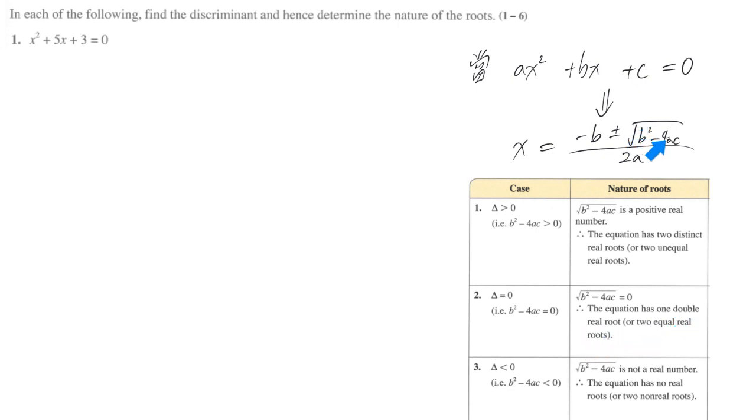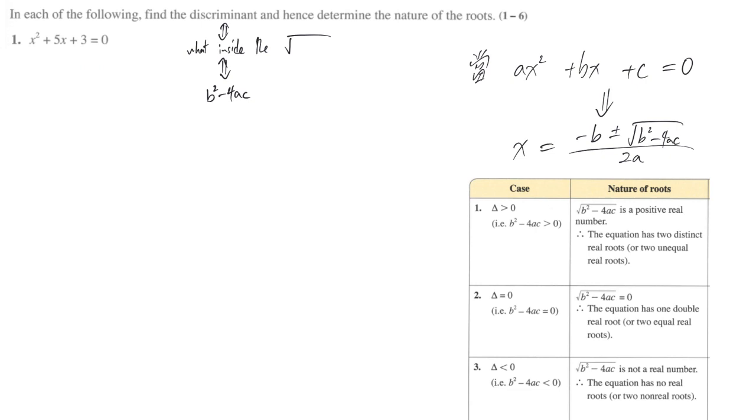Or the last case, if what is inside is a negative value, we can't take the square root, we can't find the value. So we say that there is no real solution, or no real roots here. So to find the discriminant is talking about what is inside the square root, which means that we are talking about b squared minus 4ac. We consider this a quick test to know how many roots we have.